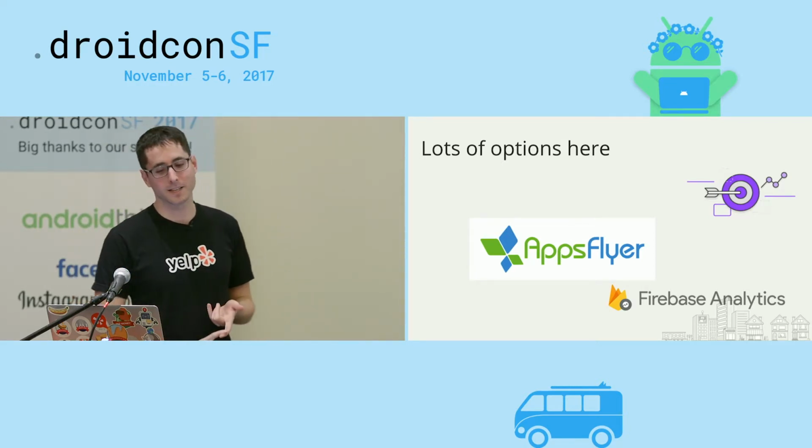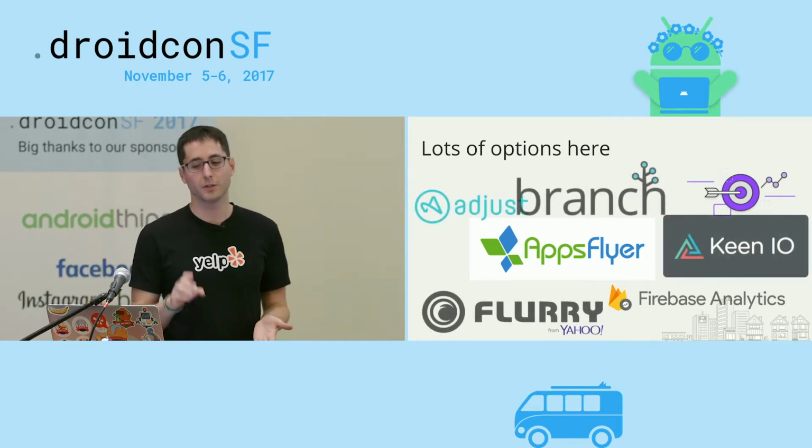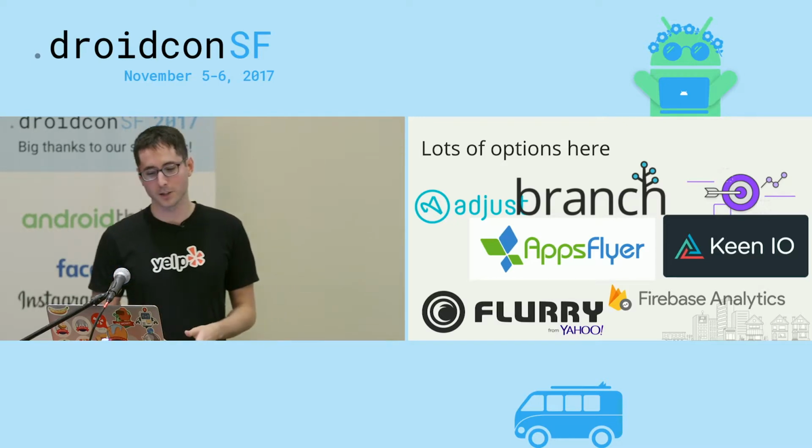You can have Amazon's App Analytics. You can have AppsFlyer. You can have Firebase Analytics. You can have Branch. You can have Adjust. You can have Keen.io. You can have Flurry. I think that's all the ones on this slide, but I'm not sure.